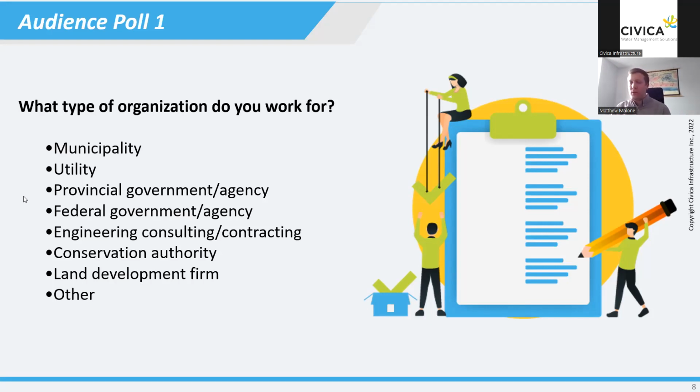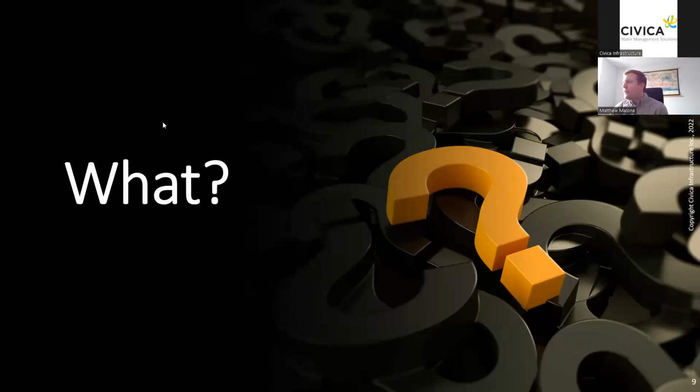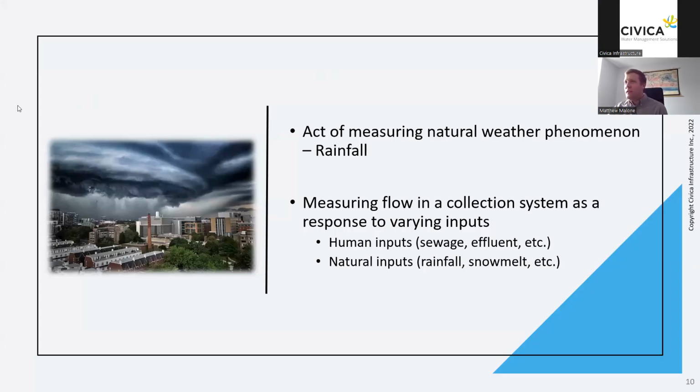And again, as we move through the course of the webinars, hopefully we get to interact some more and learn more about each other. Okay, so going back to the agenda, talking about flow and rainfall monitoring. So what is it? What do we mean by rainfall monitoring, flow monitoring? So in the most basic sense, the act of measuring a natural weather phenomenon, in the case of rainfall.